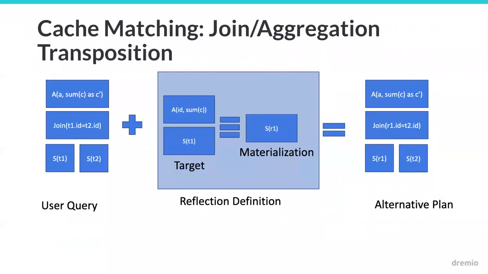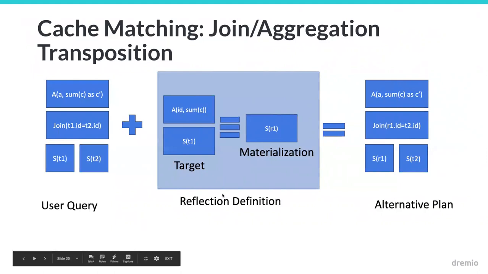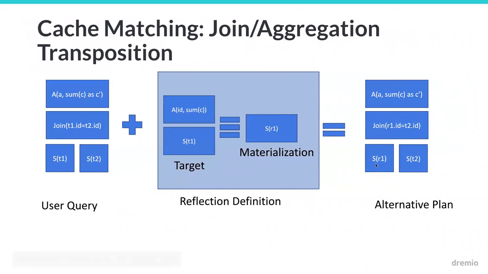Here's another slightly more complicated example. In this case, the user query involves a join of two tables with an aggregation after the join. Now, our reflection does not have the join. It's only an aggregation of T1, which is one side of the join. Well, our algorithm is smart enough to leverage this one as well. And it turns out we can replace the left side of the join with the aggregated version, with this reflection, which contains the aggregation of T1.